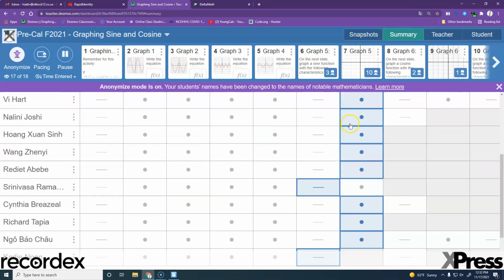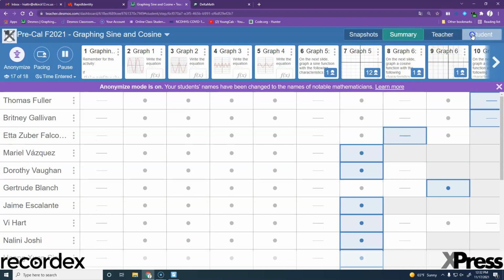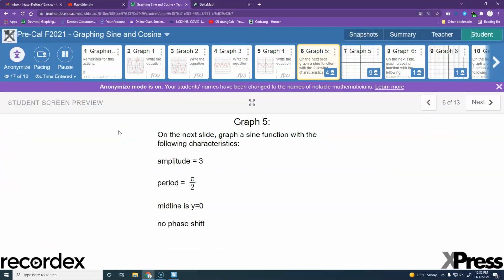Go to the summary real quick just to see how many answered. And this is one you can kind of play with on the graphs until you get one that's right.